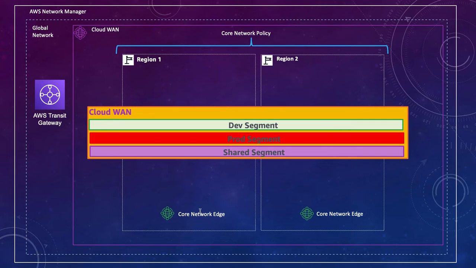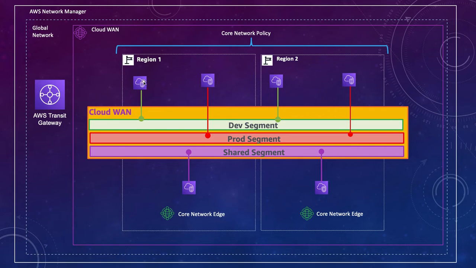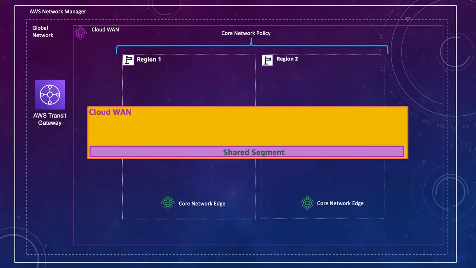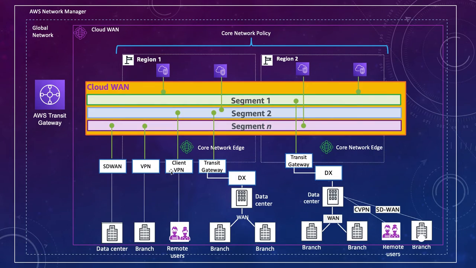With the core network edge, you will get one edge location for each region, and that's kind of like a connection point for your attachments. Now talking about attachments, it can be your VPCs, you can attach your transit gateway to it, you can connect your SD-WAN, VPN, like I showed in my first diagram, and client VPN. You can have these attachments as well. Next, let's go to the console and we'll see how you can create a Cloud WAN.